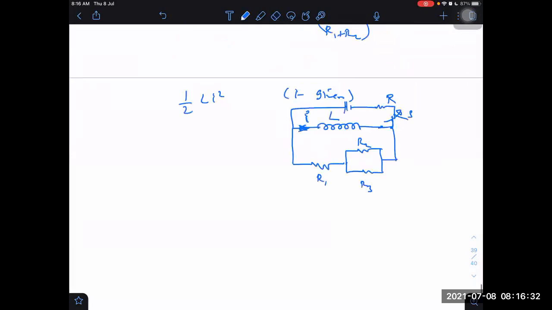Sir, just after opening, we will take half L I square, no, sir? Just after opening, we will take half L I square. Yes. Then that I is in the steady state of before. I is in the old steady state, the previous steady state, when the switch was already closed. Yes. Okay. It was in the old steady state.